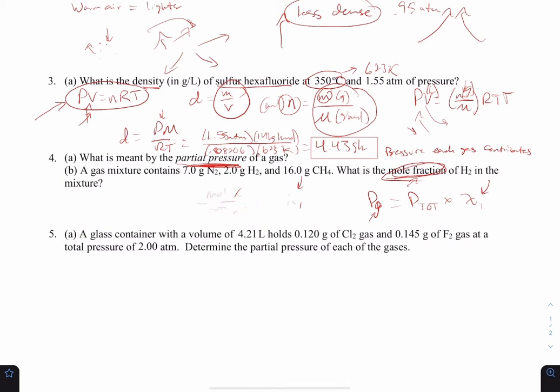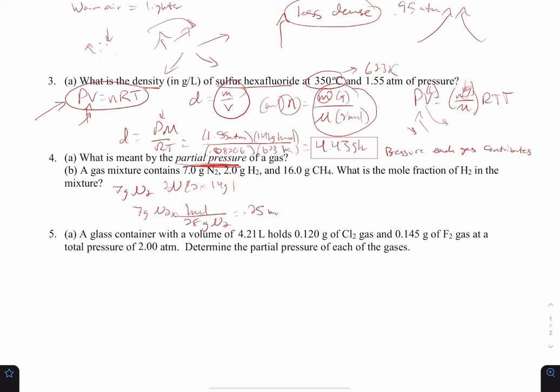So what we need to do then is find out what the molar masses of these substances are, and then use that to find how many moles there are of each, and then take each one over the total. So in this case, I've got 7 grams of N2. Now remember, N2 is made up of 2 nitrogens, which are each 14 grams, so 2 times 14. So 7 grams of N2 over 28 grams of N2 per 1 mole, that's going to be 0.25 moles of N2 present in this sample. Then I've got 2 grams of H2, which is about how much 1 mole of it is.